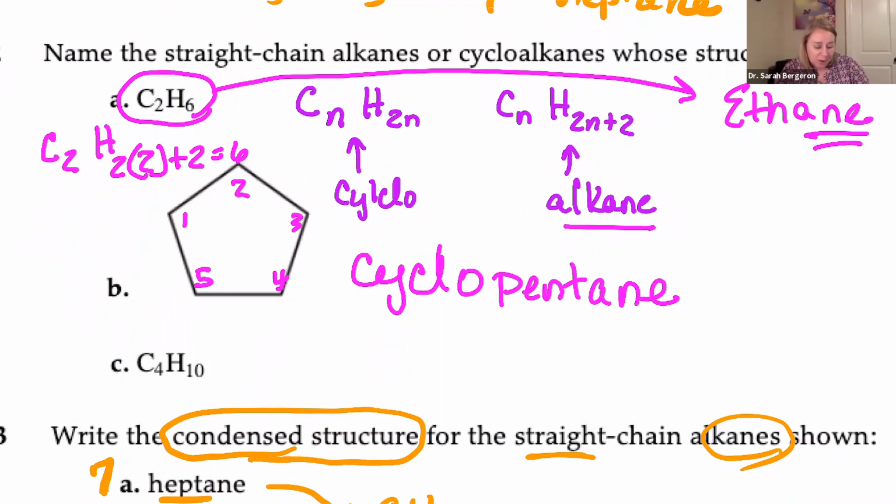Okay, C4H10. If your carbon is 4, to find out if this is a cyclo or a regular alkane, you're going to do 4 times 2, which is 8, plus 2 is 10.